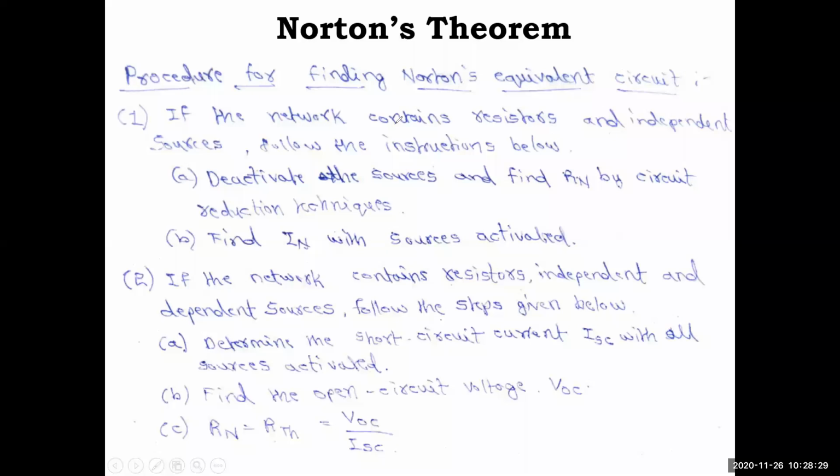If the network contains resistors and independent sources, then we deactivate the sources and find Rn by circuit reduction techniques: series, parallel, star, delta, whatever combination. Then I will find IN with the sources activated. So that way I have shown.